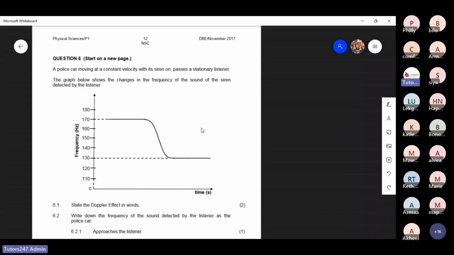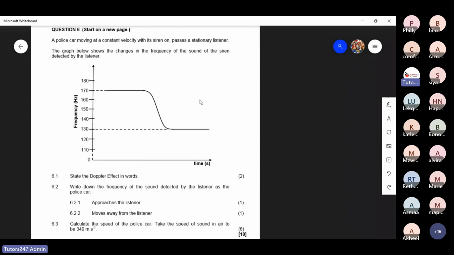So we've got a question from 2017, question 6. A police car moving at a constant velocity with its siren on. Because this police car has its siren turned on, that means that there is a noise that is being emitted from that siren. So therefore, our police car is going to be considered our source, because the noise is originating from that police car.